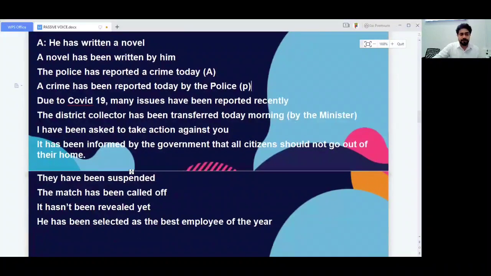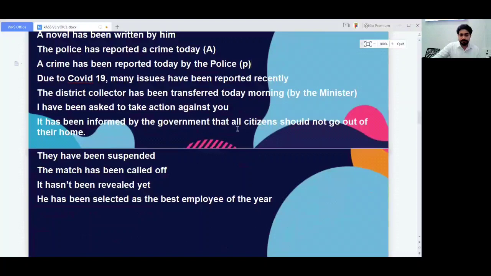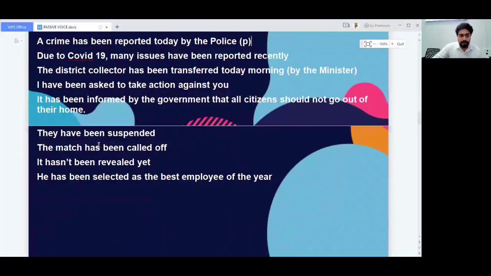It has been informed by the government that all citizens should not go out of their home during the COVID-19 lockdown. So it has been informed by the government. This is also a typical passive form. Now, they have been suspended. We don't know who has suspended them, but we say they have been suspended.